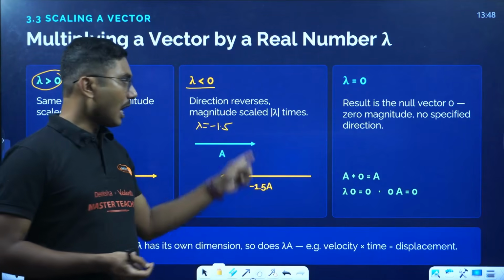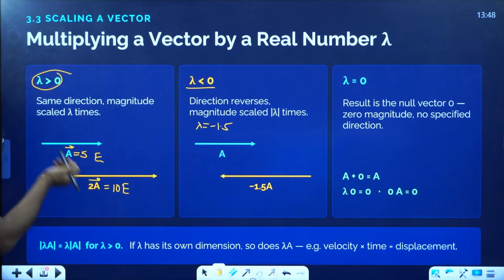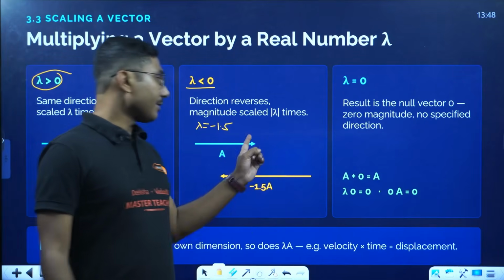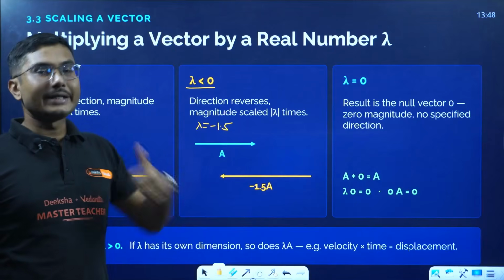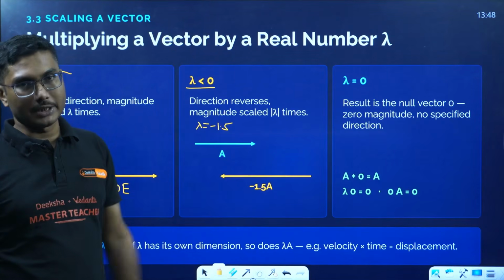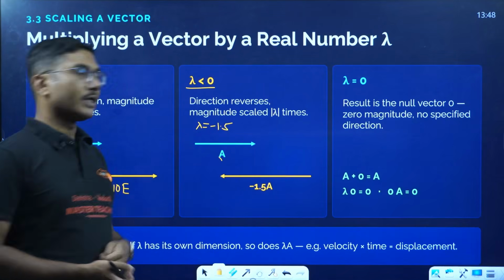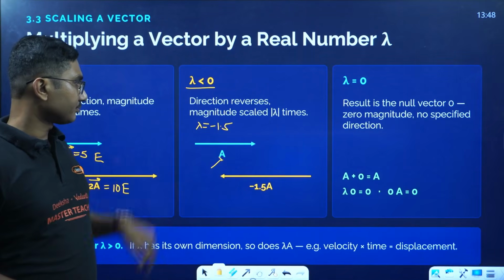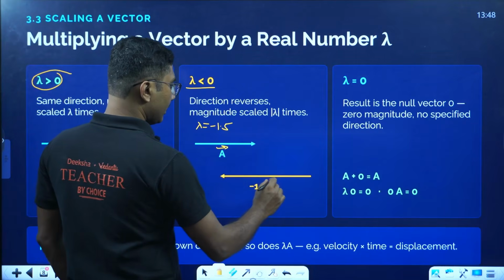The vectors are no longer in the same direction. Here the vectors are in the same direction, only magnitude changes. Here magnitude changes, direction also changes. So that is super duper important, and that's why it is different than scalar multiplication. Scalars, we do not need to worry about direction. Here we need to worry about direction as well, and it's a vector quantity. Let me denote it like this.